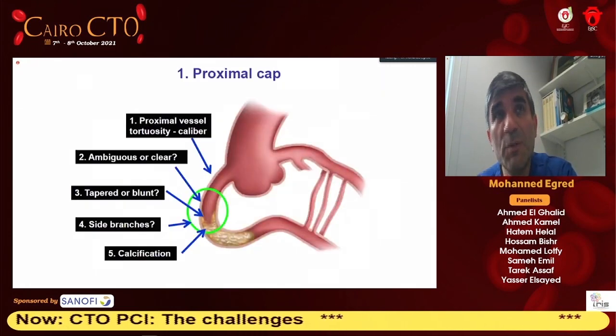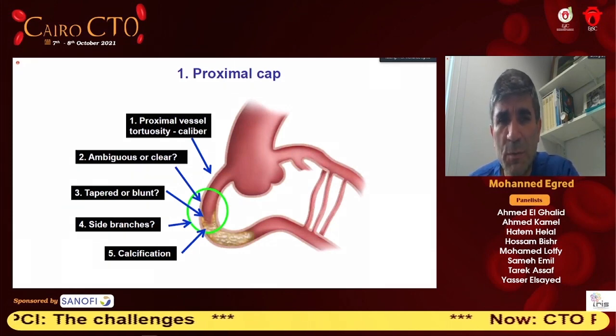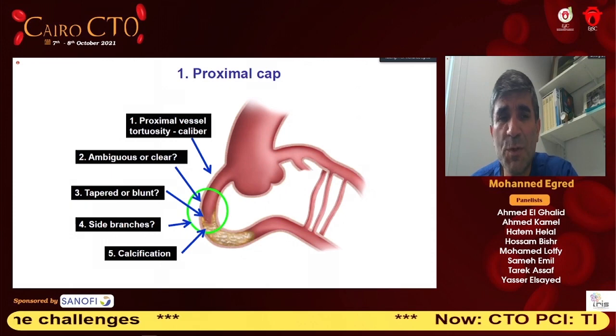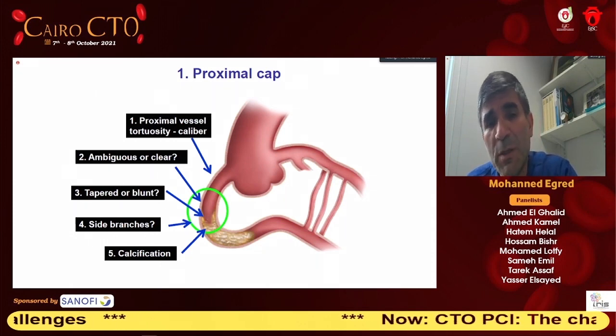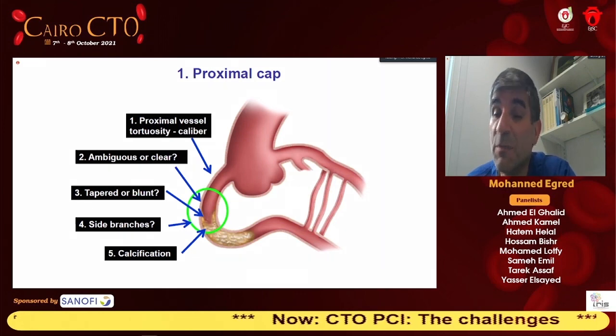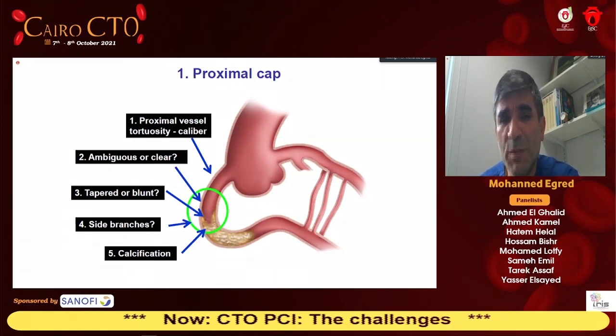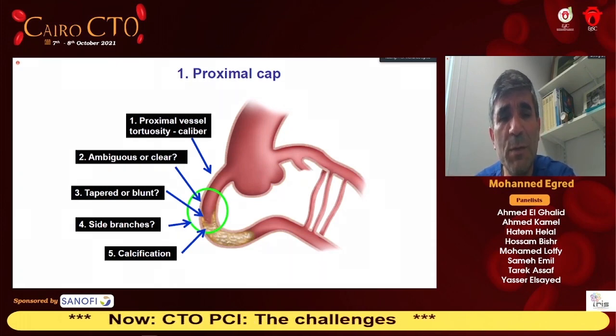So in the proximal cap, what you want to see is, is it clear or not? How is the proximal vessel? Is it tortuous or not? If the cap is clear, it's easy, you could find the stiff wire to enter it. If it's not clear, very difficult, you could run into trouble. There are ways of overcoming the ambiguity. I won't go into that because that's not the aim of this.